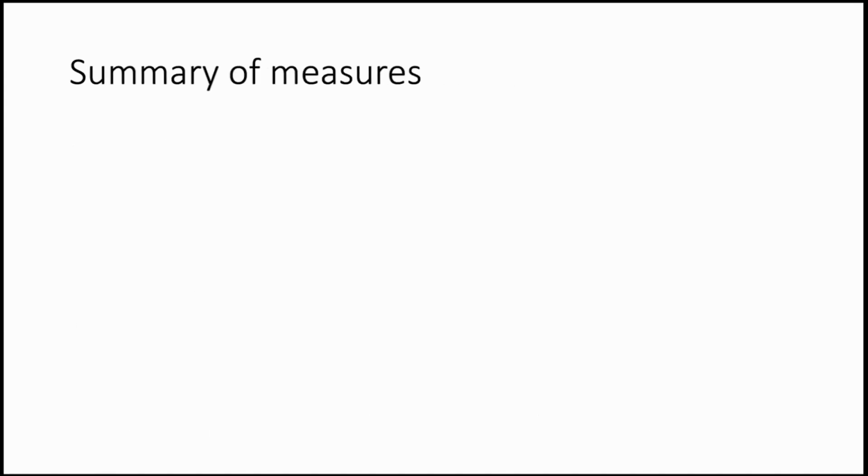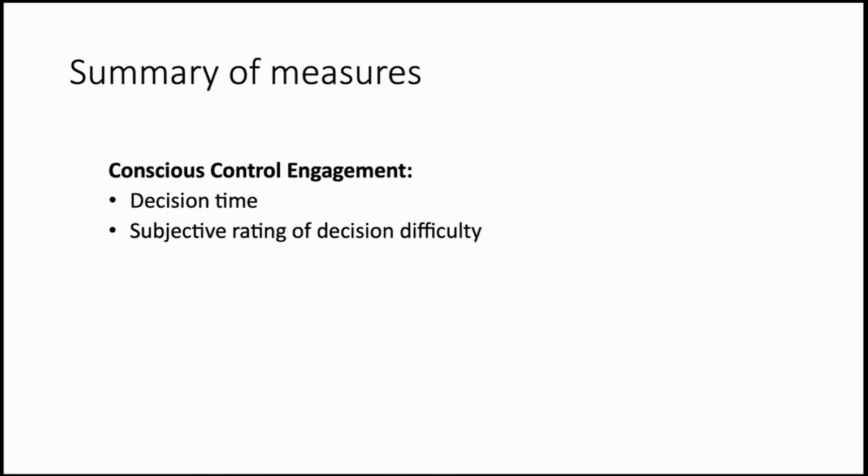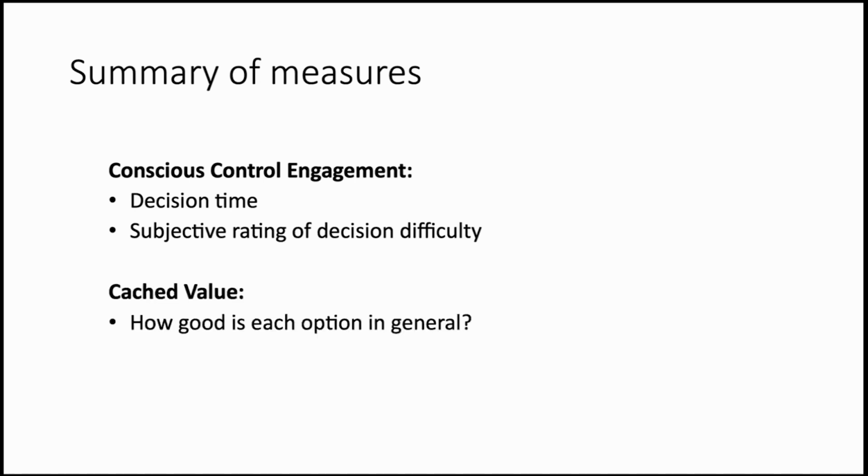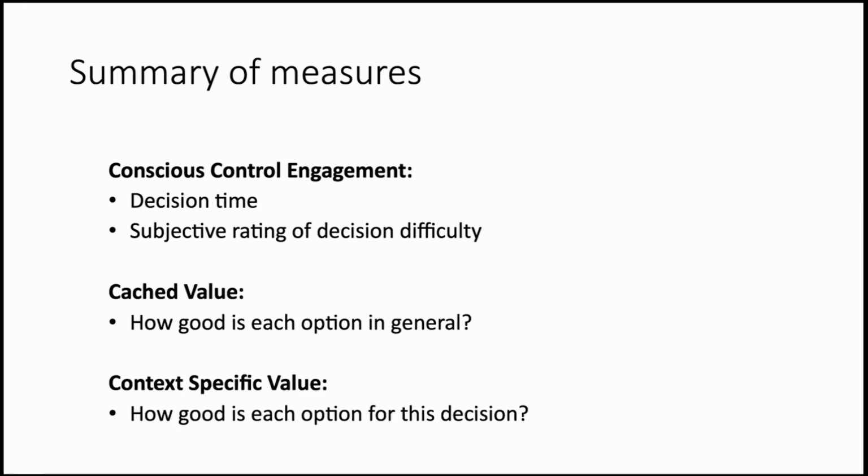Okay, so a quick summary of the measures. Some of the measures we had were going to try to measure something like conscious control or engagement, so we measured the response time, how long it took them to solve these problems. Then we had this subjective difficulty rating, which was just how difficult it was to come up with a good answer to that question. We had a measure of cached value or model-free value, so how good is each option in general, and we had a measure of model-based or context-specific value, so how good is each option for this decision that you are currently facing.